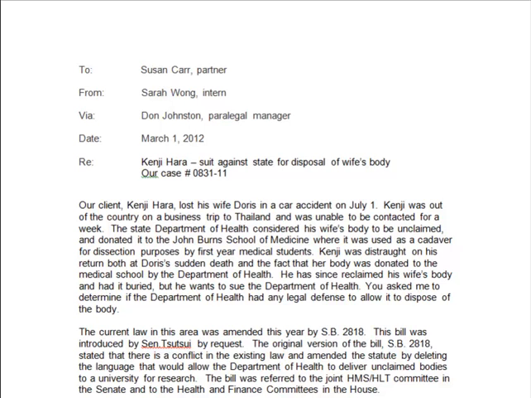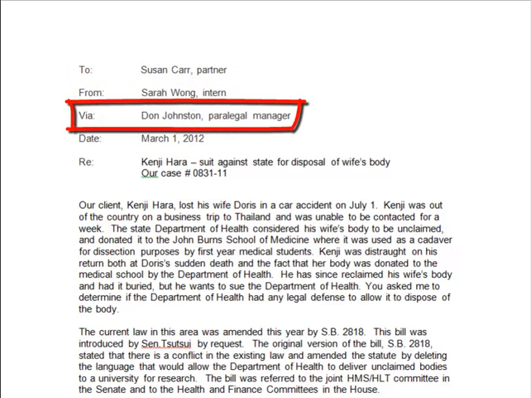A legal memo will always start with either 4 or all 5 of the lines you see at the top. There will always be a to line, and notice that it's tabbed over so that the names are all in a row. So in this case, this memo is to Susan Carr, partner. It is from Sarah Wong, intern. And when you write your memo, you will put your name in place of Sarah Wong's.